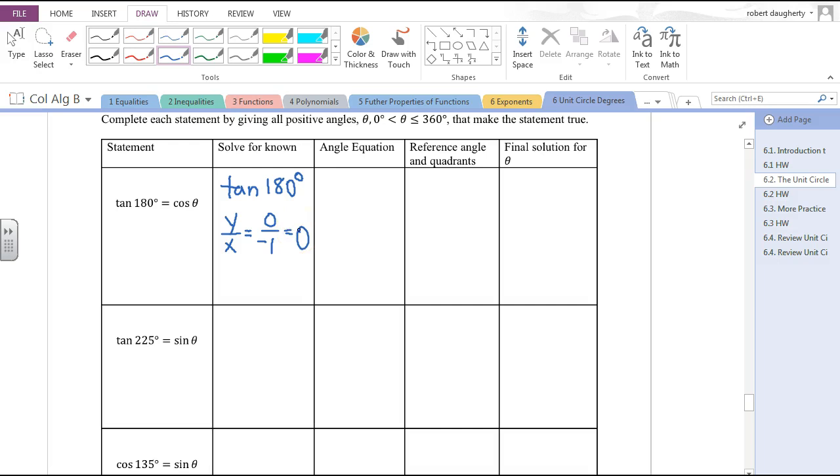So this problem turns into cosine of theta equals 0. That's what I'm after. Now it turns into a problem just like the one we did, okay? So all I did was just go further upstream in this problem. Now, the cosine of theta equals 0. What's the definition of cosine? X. Do you see an x coordinate at 0?